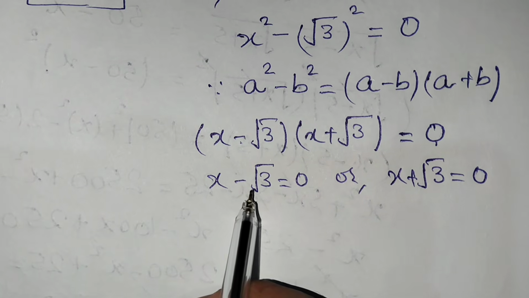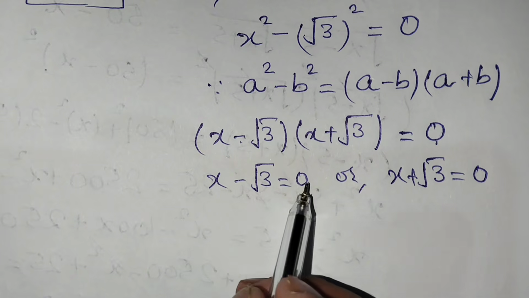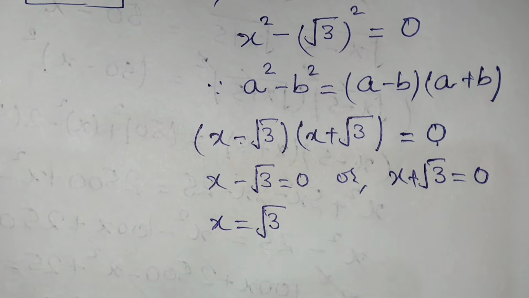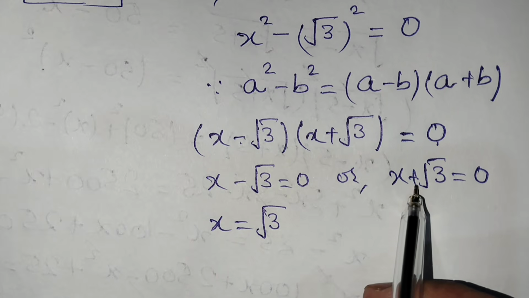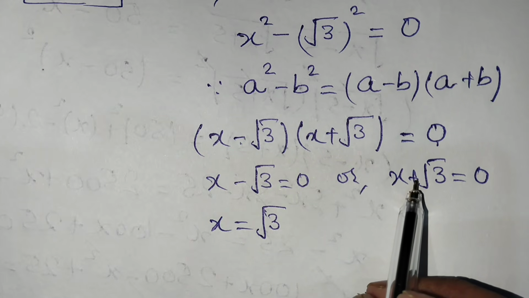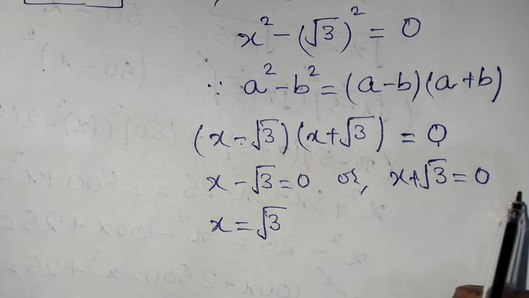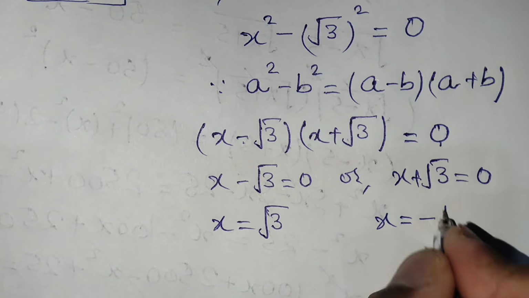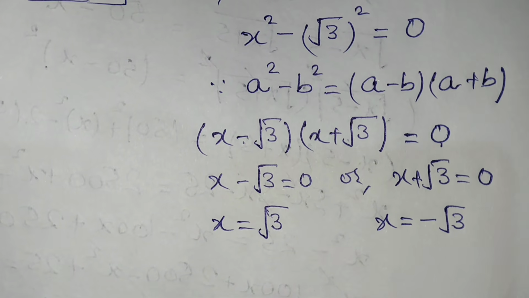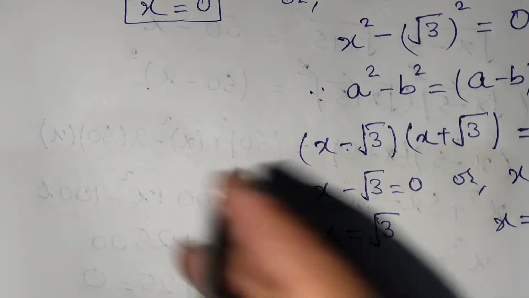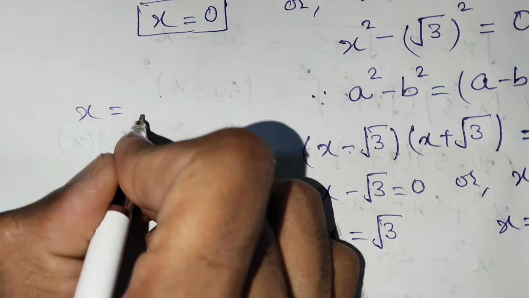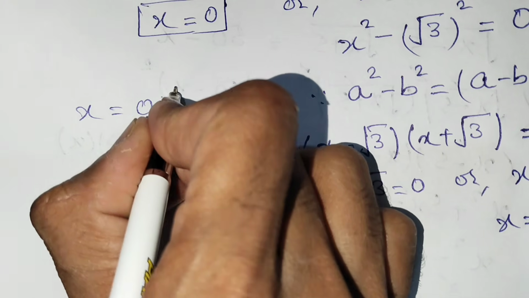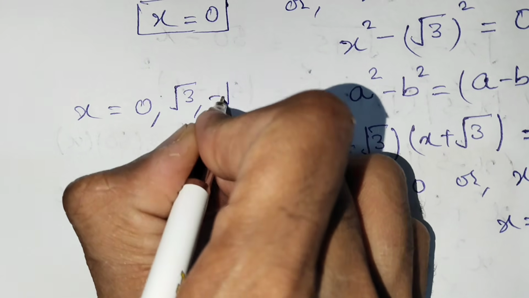First we will solve this case. Add square root 3 on both sides, we get the second value of x, which is plus square root of 3. Now moving to this case, we subtract square root 3 on both sides, we get the third value of x, which is this. So we have x equals 0, square root 3 and minus square root 3.